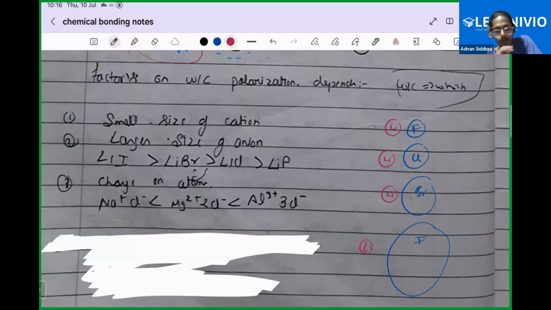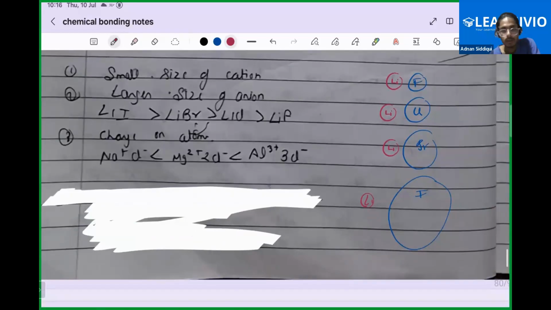Right. So in your exam, they might ask you a question like, out of these compounds or molecules, which one has the most polarization? You will look for the smallest cation, and as the cation is the same, what else can you look for? The anion size. If the anion is biggest, the polarization will be the most. And you know the size of iodine is biggest compared to the relative halogens. What else? Charge on atom. If charge on atom is more, then more will be the polarization. That is all about Fajan's rule.